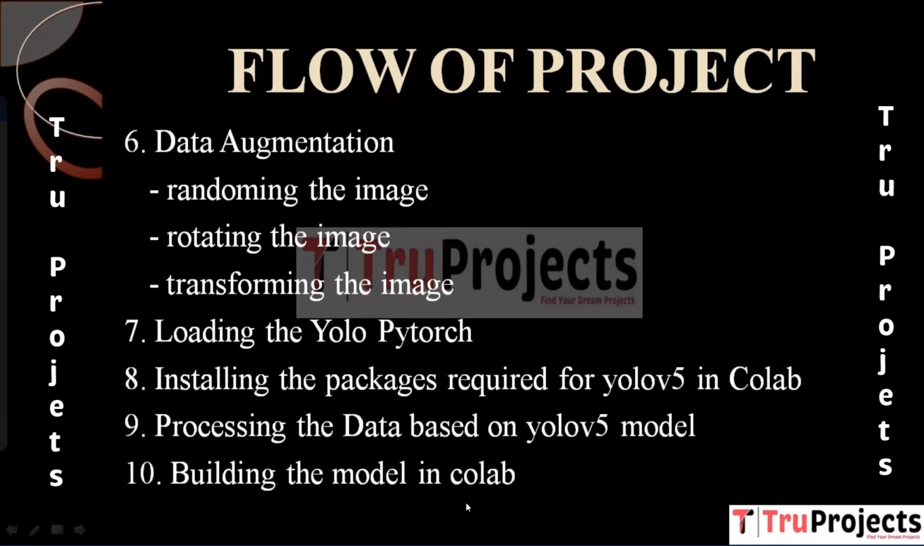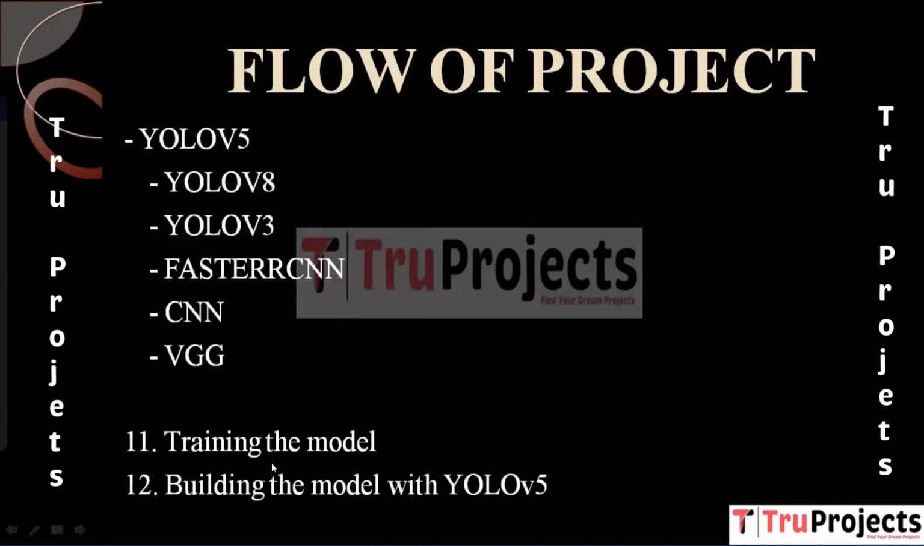Then we have building the model in Colab. Building various object detection models including YOLO v5, YOLO v8, YOLO v3, Faster RCNN, CNN, VGG, or other models in a Colab environment. Next here we have training the model. Training the object detection model on the pre-processed data to learn to detect the objects within the images. Then we have building the model with YOLO v5. Creating a model using the YOLO v5 architecture, a popular choice for real-time object detection.